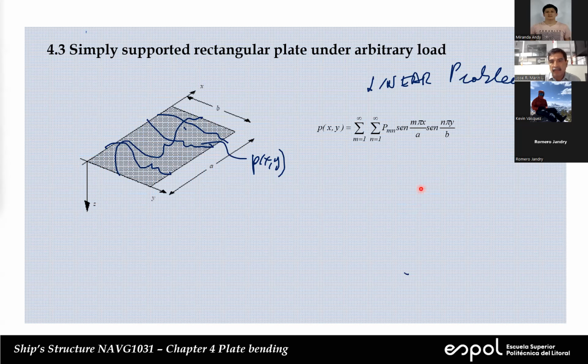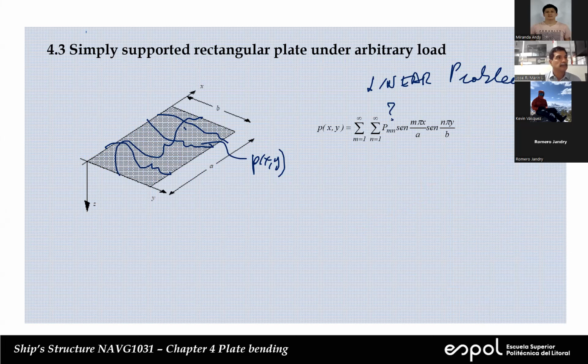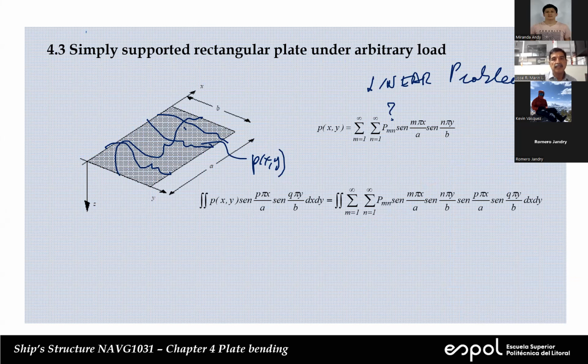Okay, so this process can be completed if we can obtain an expression for Pmn. That's all. So what we can do is, this is something that you did in series. When we analyze series, you multiply both sides by this term. So you have this term here, and you have this term here, and integrate over the whole plate.